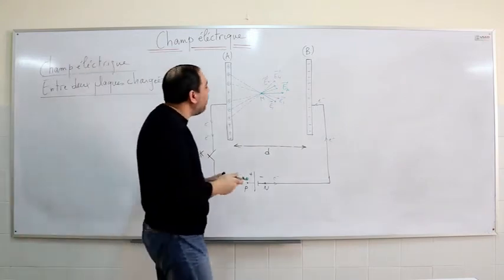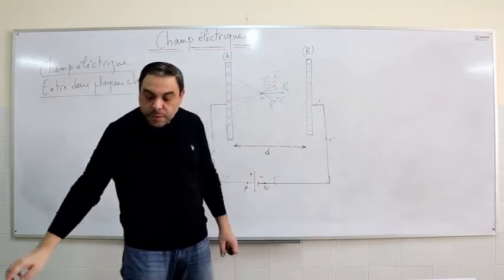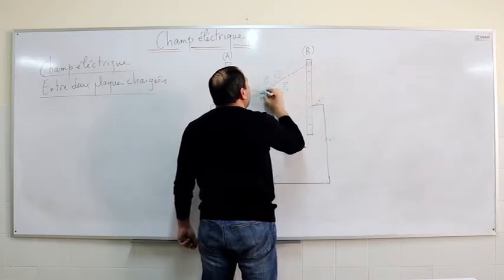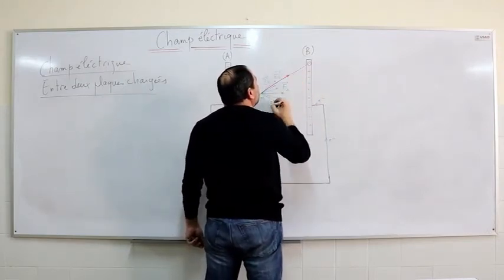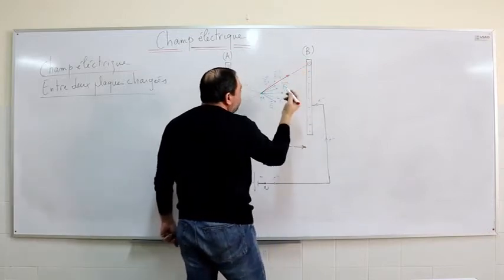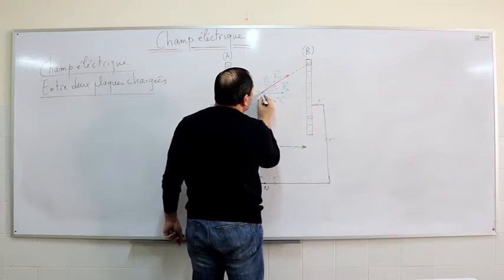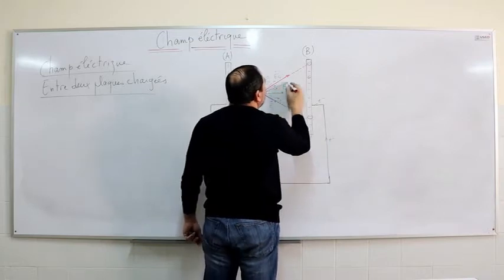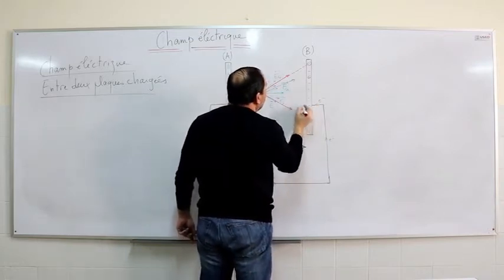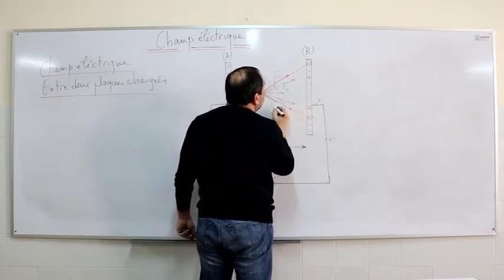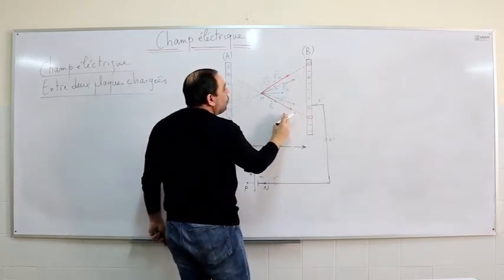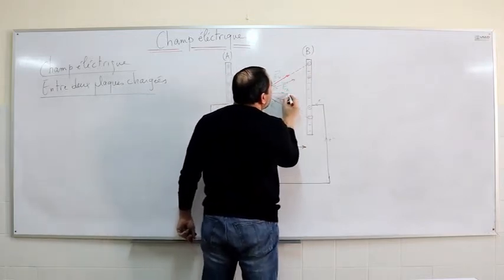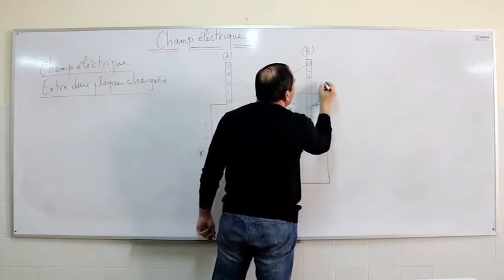Now let's move on to plate B. At the same point M, this point creates an electric field like this. Let's call it E1 prime, for example. This point creates at M an electric field like this. Similarly, this charge creates an electric field like this. Also, this charge creates its field like this. The sum of all these fields created by plate B at point M is in this direction. Let's call it EB.